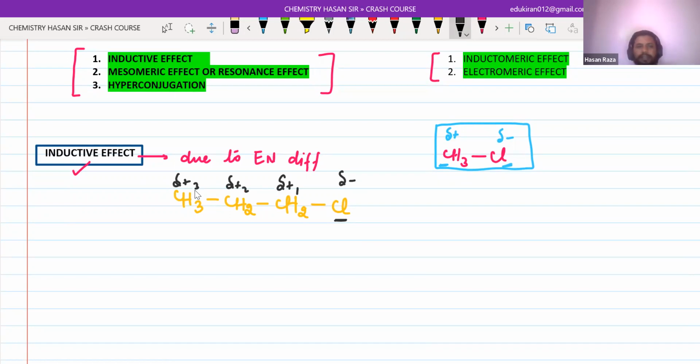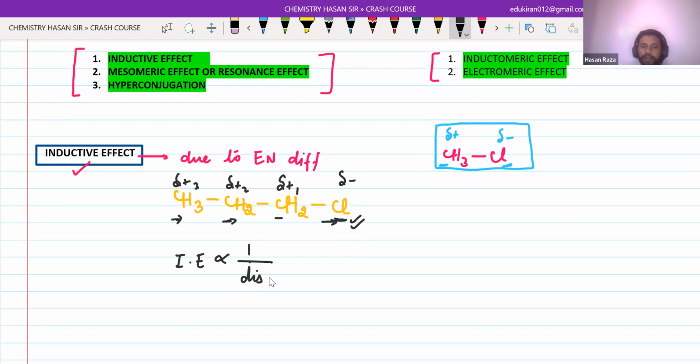So basically, this is the inductive effect which operates through sigma bond, because this chlorine is more powerful, having more powerful electronegativity. So it will directly displace carbon's electron towards itself, then from this carbon, then from this carbon.